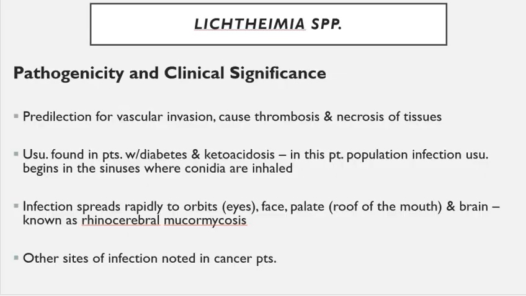The first species of aseptate opportunistic fungi that we need to discuss is Lichtheimia. It is clinically significant because it has a predilection for vascular invasion, can cause thrombosis and necrosis of tissues, and is usually found in patients with diabetes and ketoacidosis. In this patient population, infection usually begins in the sinuses where conidia are inhaled. Infection spreads rapidly to the orbits or the eyes, face, the palate, which is the roof of the mouth, and the brain.